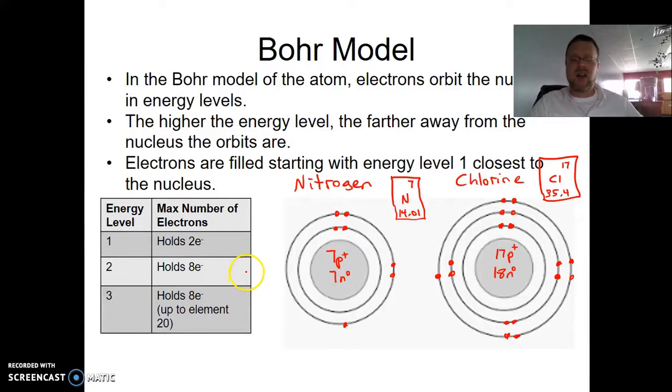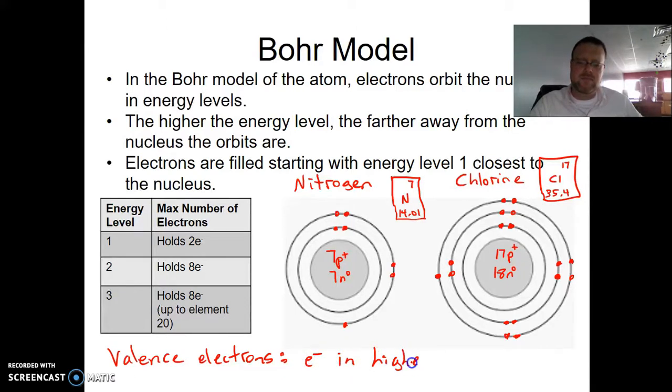When atoms interact chemically with other atoms, it's the electrons that are on the outside that are most important in terms of the behavior of that atom. And so we call those electrons valence electrons. It's a very important term. Valence electrons are defined as electrons that are in the highest energy level.